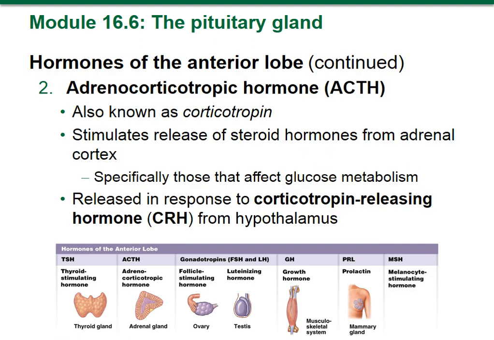Okay? Second hormone of the anterior lobe, adrenocorticotropic hormone, ACTH, also known as corticotropin. It stimulates the release of steroid hormones from the adrenal cortex, and specifically the steroid hormones that affect glucose metabolism. And guess what? They're under control of the hypothalamus too. So the hypothalamus has to release corticotropin releasing hormone first, which then causes the anterior pituitary to release corticotropin, or ACTH.